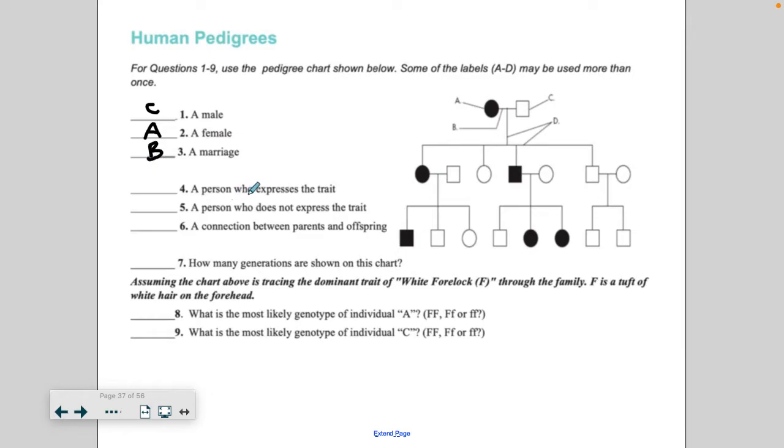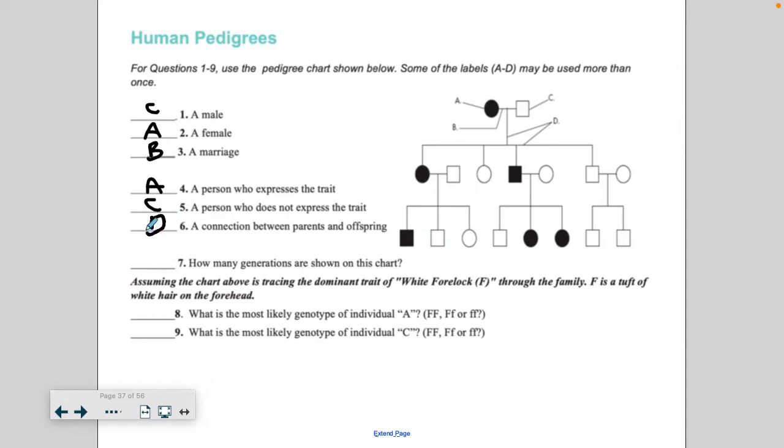A person who expresses the trait is a shape that's filled in, and so in this case that will be A. A person who does not express the trait, that would be C. A connection between parents and offspring, that would be D.